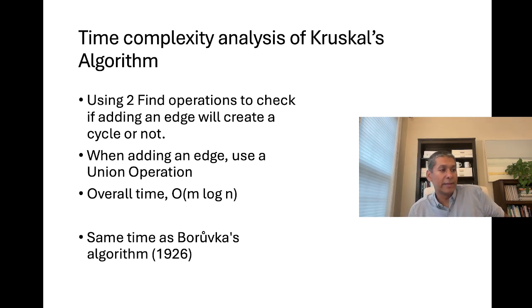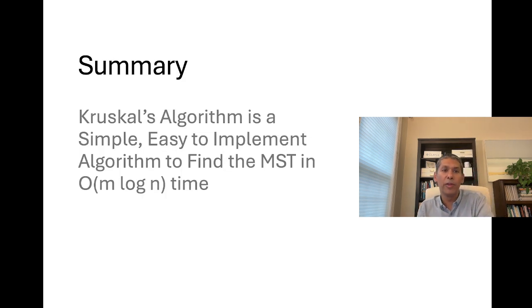We note that this algorithm actually has the same exact time complexity as an even older algorithm, Borůvka's, which was from 1926, and they both run in m log n time. But Kruskal's algorithm is a well-known algorithm within the greedy algorithm family. So that's a little summary for you. Kruskal's algorithm: a simple, easy to implement algorithm. Find the minimum spanning tree in m log n time.